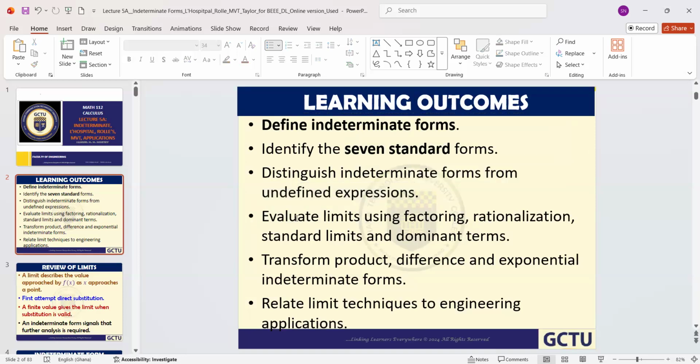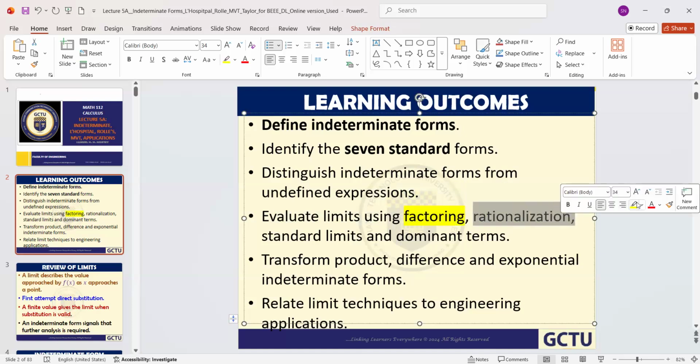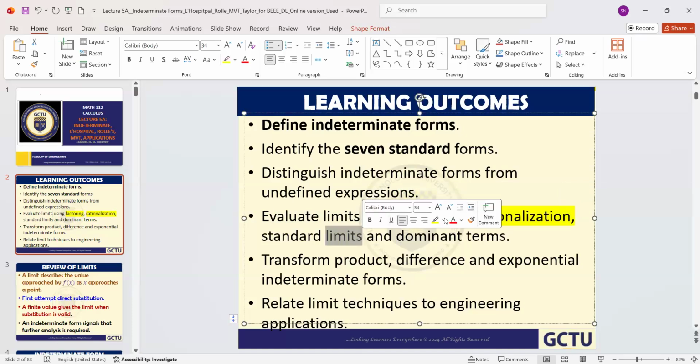So we want to look at their differences. Now, then we'll look at the various methods in solving indeterminate forms. There is a factorization method, okay? There is a rationalization method, okay? And then there are also limits, standard limits, especially when you are dealing with trig functions. There are standard limits you will deal with.